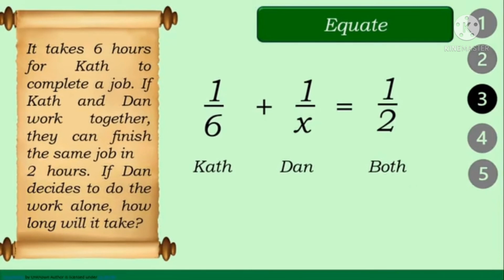You will still follow this sequence. Since, take note, you can just get the result of both here when you add Kath and Dan's work rates. So you have Kath plus Dan will give us both. Not Kath plus both will give us Dan. So be careful with that. So this will be our equation: 1 over 6 plus 1 over x is equal to 1 over 2.